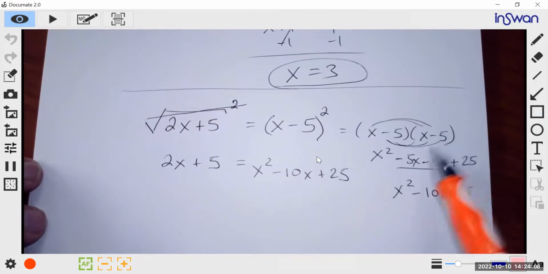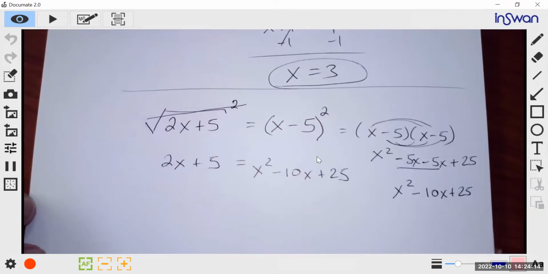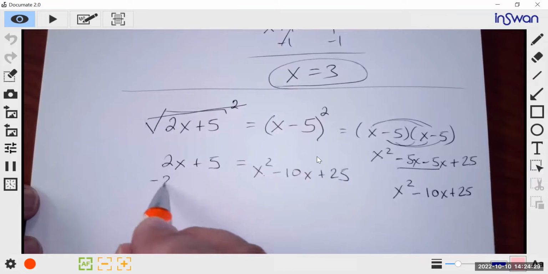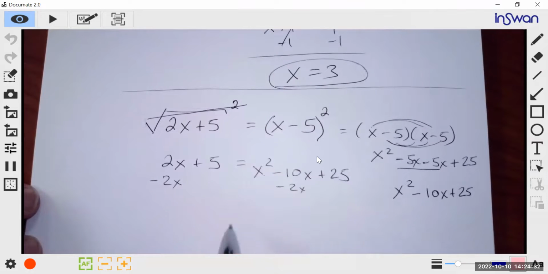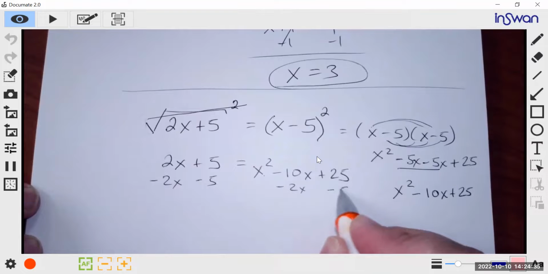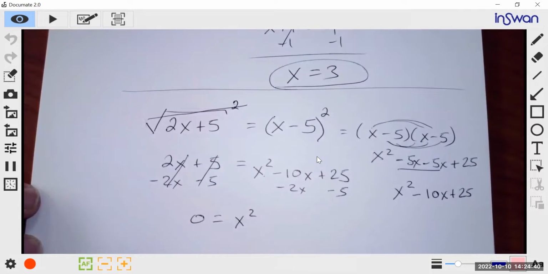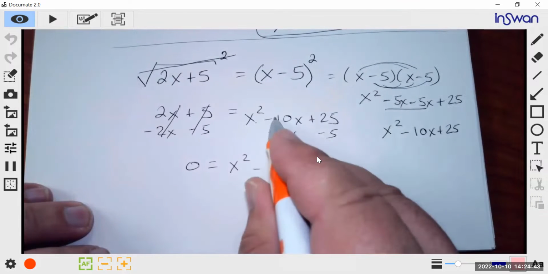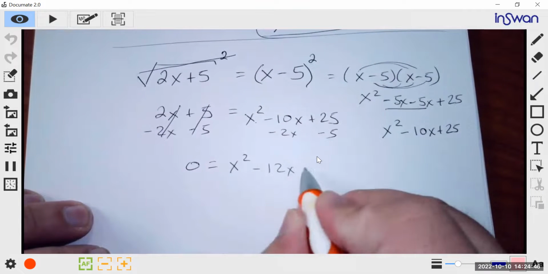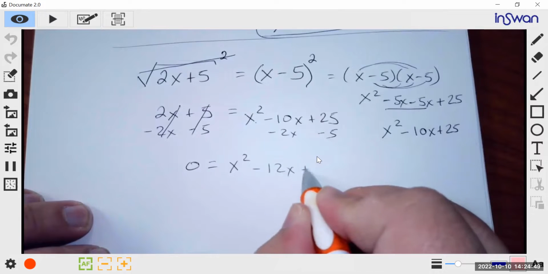By now we should know how to multiply two binomials together. If not, then go back and practice. Since it's a quadratic equation, it has to be equal to what before we solve it? It has to be 0. So we have to move the 2x over. So we subtract 2x from both sides and subtract 5. Negative 10x minus 2x is negative 12x. Positive 25 minus 5 is positive 20.